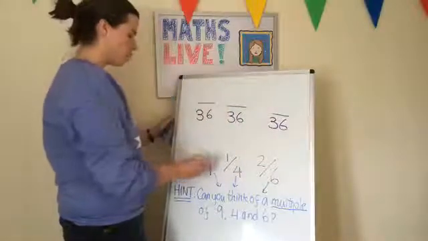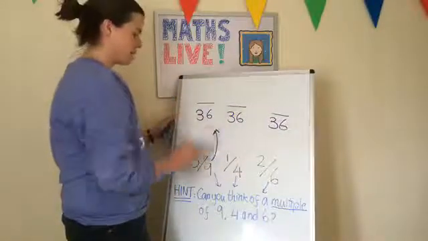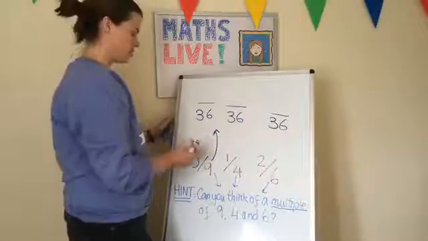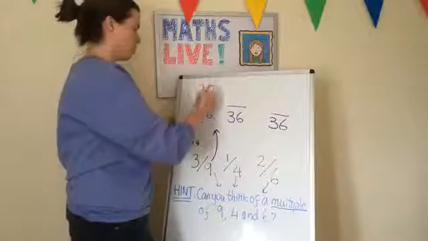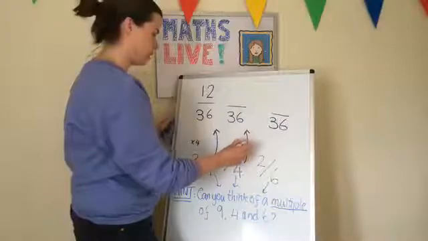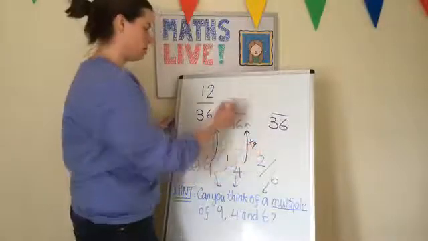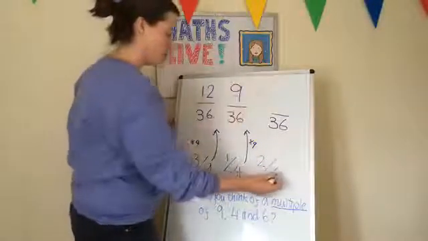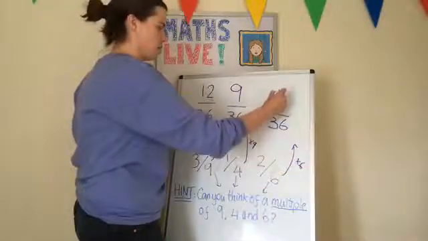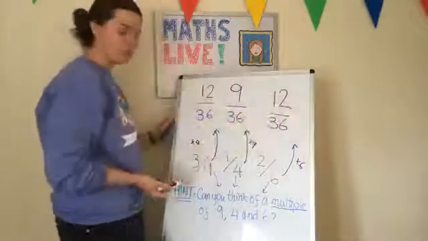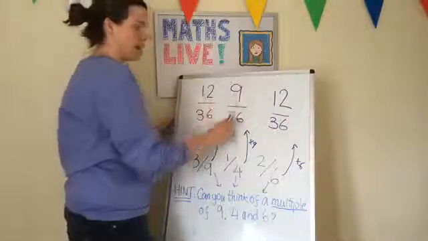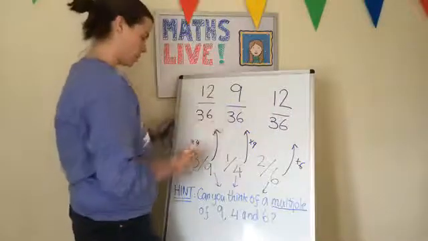What did you do to 9 to make it into 36? 9 times 4 is 36, so do the same to the top: 3 times 4 is 12. What did you do to 4 to make it into 36? 9 fours are 36, so do the same to the top: 1 times 9 is 9. What do you do to 6 to make it into 36? Times it by 6, do the same to the top, that is 12. So we have found that these two are equal and 9 is the smallest.